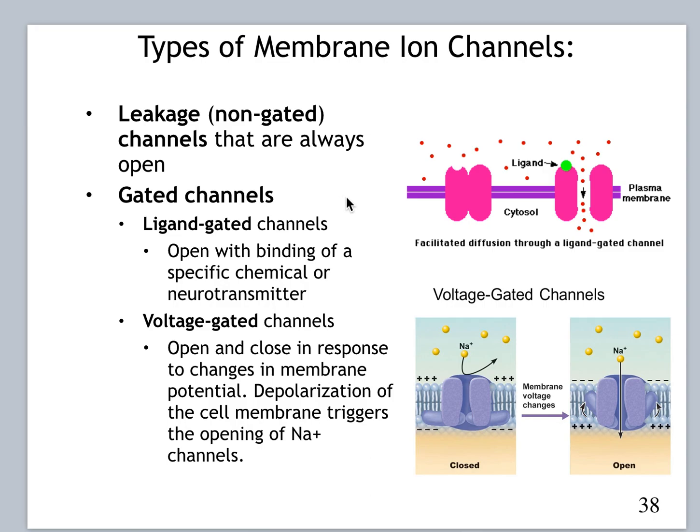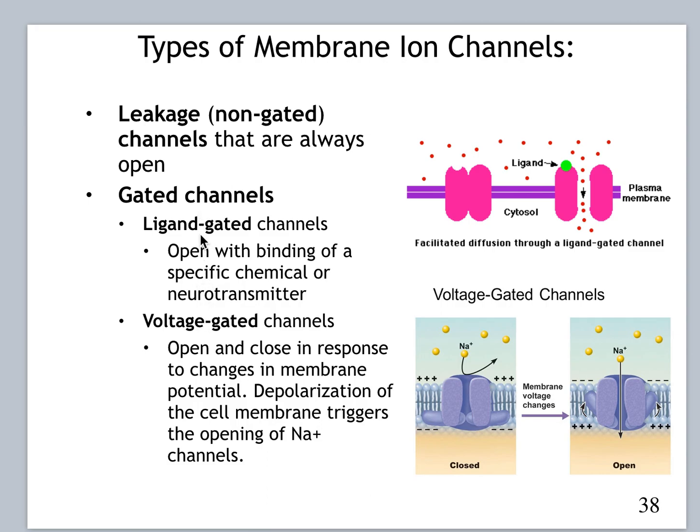Let's look at some of these channels. There's leakage channels that are always open. They don't have the ability to close, they're always open. And there's channels that are gated, that open and close, just like a gate to a fence can open and close. You open the gate to let the cows out. You close the gate to keep the cows in. A gate opens and closes. There's two types of gated channels. There's ligand gated channels and voltage gated channels.